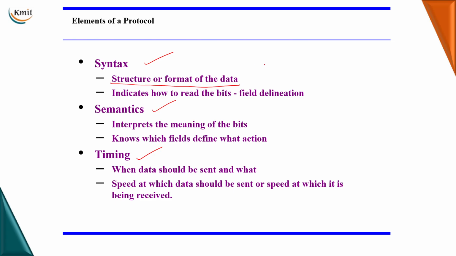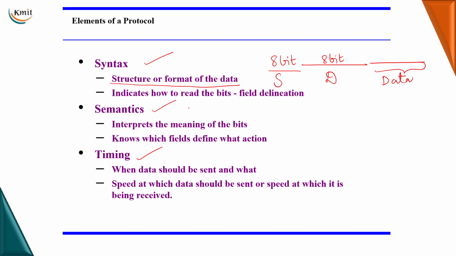For example, if I have 8 binary digits, then another 8 binary digits, then many more bits. The first 8 bits, for example, specify the sender's address. The next 8 bits specify the destination address, and the remaining bits specify the data that has to be transmitted. So this is the structure or the format in which we are sending the data. This is called syntax.